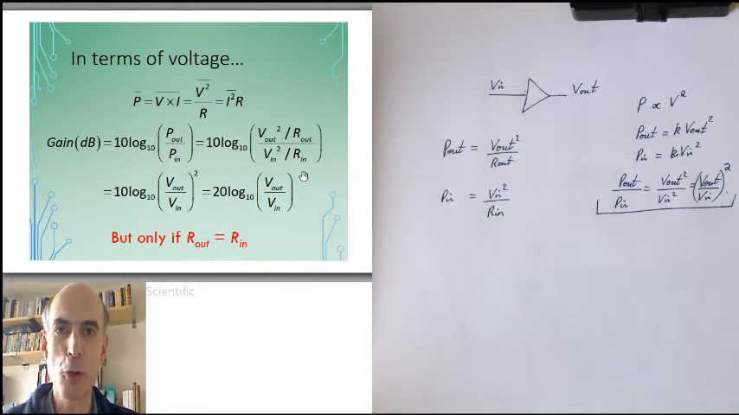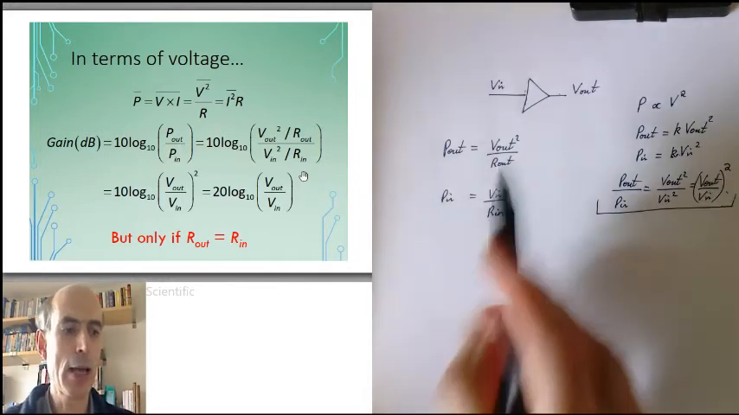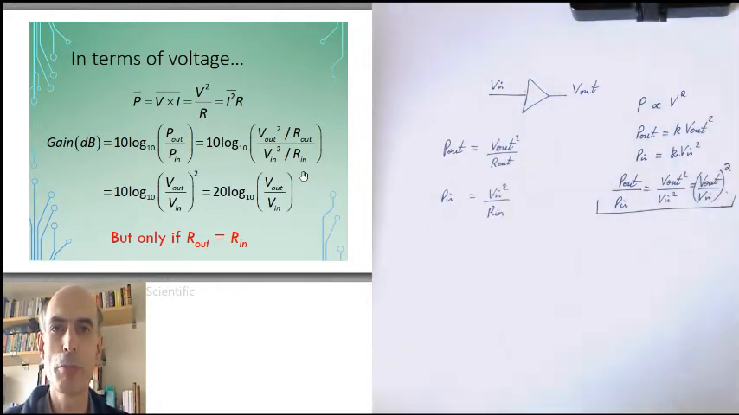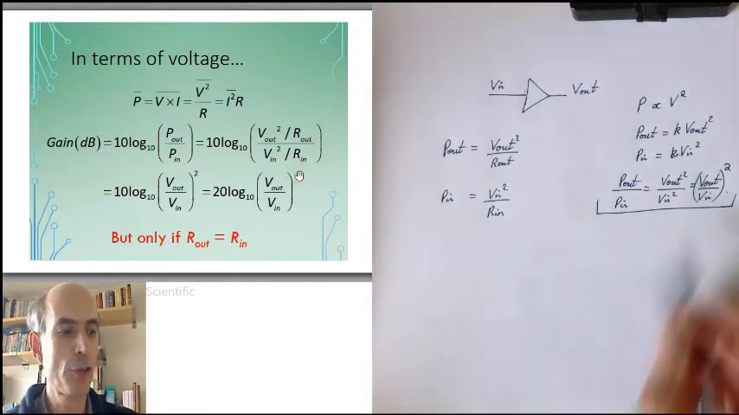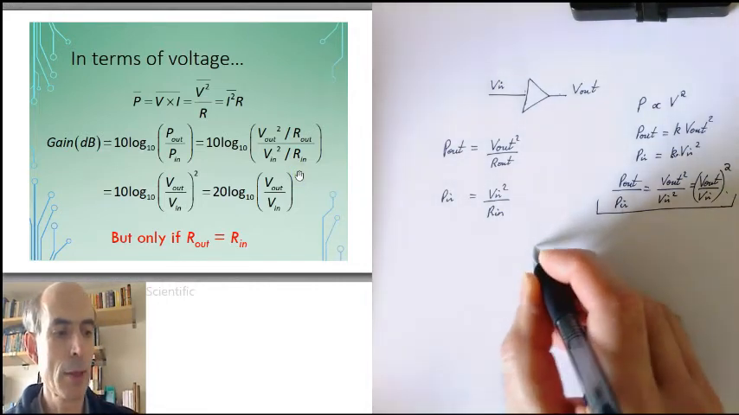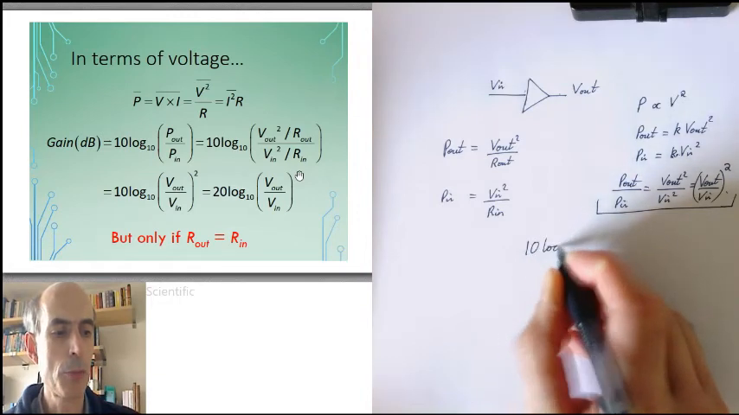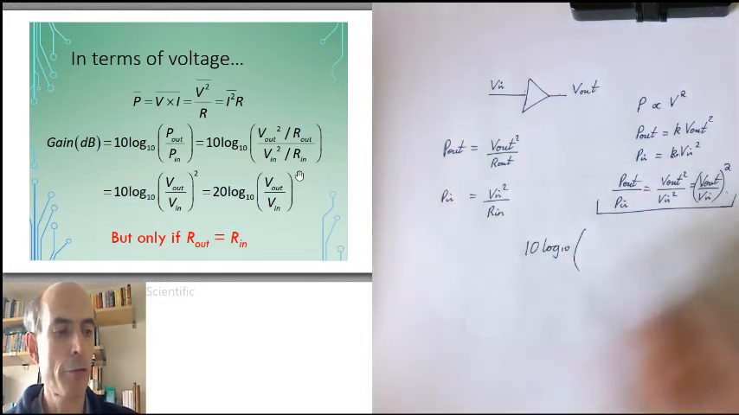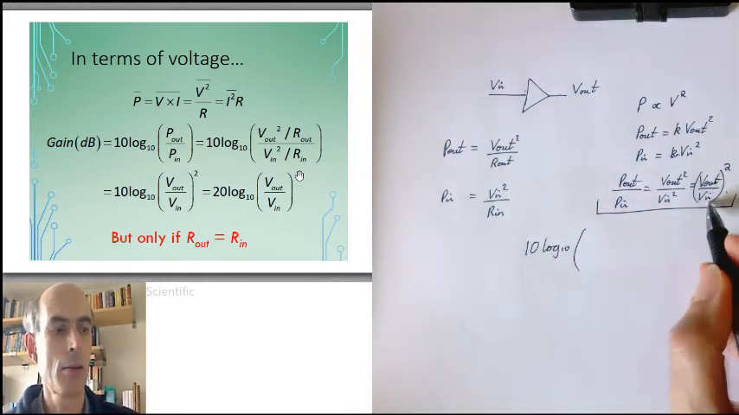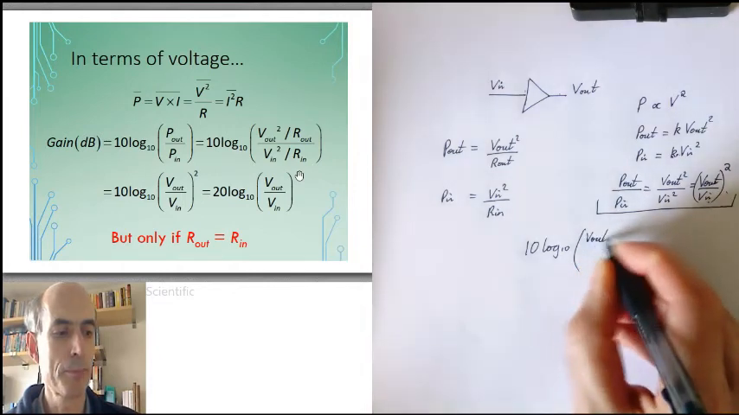It is a bit of a bodge, but it's a very common bodge. It's one that everybody uses. You just have to get used to it. And in circuits where you cannot identify an output resistance or an input resistance, just accept that the way everybody uses decibels is to use this formula. 10 times log to the base 10 of the square of the two voltages.